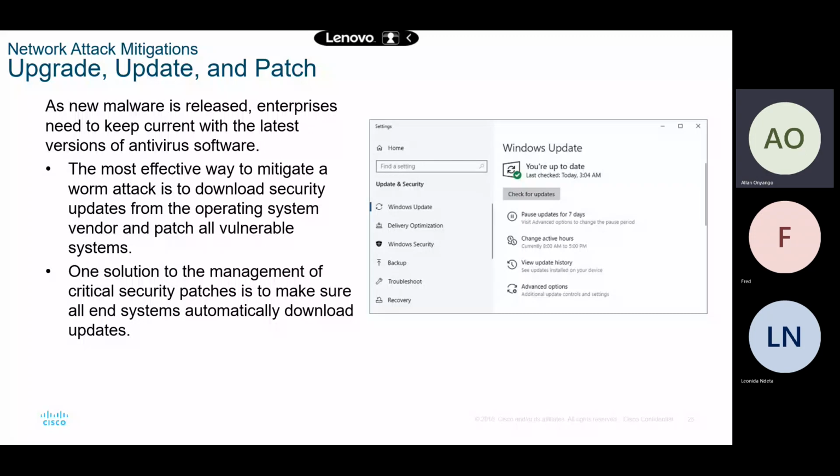So there's updating and there's patching. You must get the difference. Updating, you install a piece of software to make the software more efficient. But patching, you patch a software that looks vulnerable, or that has some zero-day attacks.